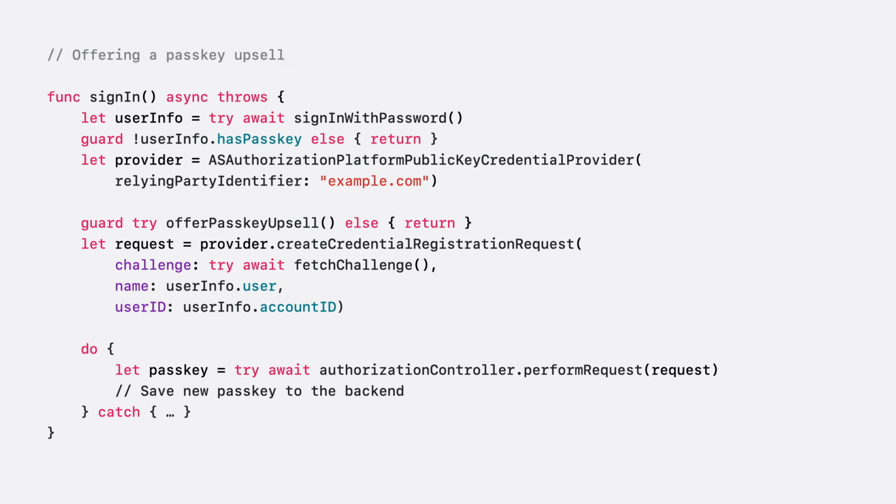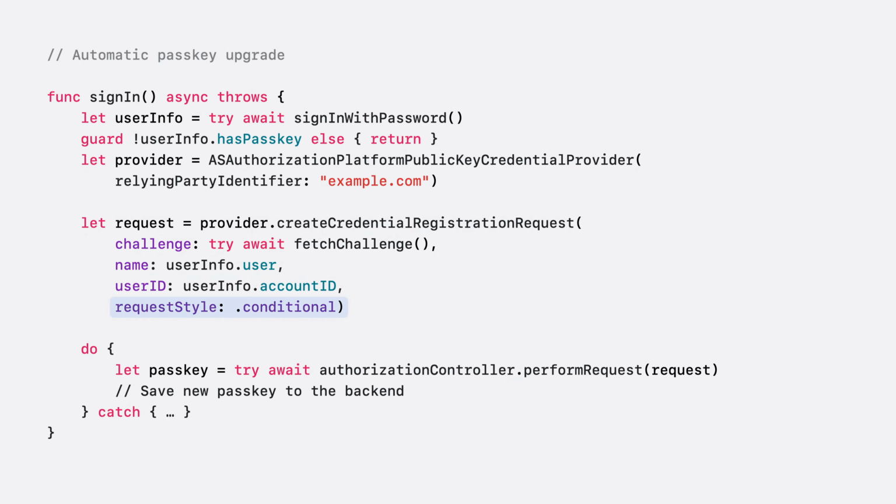Here's an example of a password-based sign-in flow, which offers to create a passkey. After signing in with a password, it checks whether the account has a passkey and offers to create one if not. Many apps currently present some kind of dialog shortly after signing in, offering this upgrade. With automatic passkey upgrades, that step is no longer needed. You can instead pass a new registration request style of .conditional. If all of the preconditions of the system and passkey manager are met, you get a passkey back, and the device shows a notification that a passkey has been created, all without interrupting what was happening in your app.